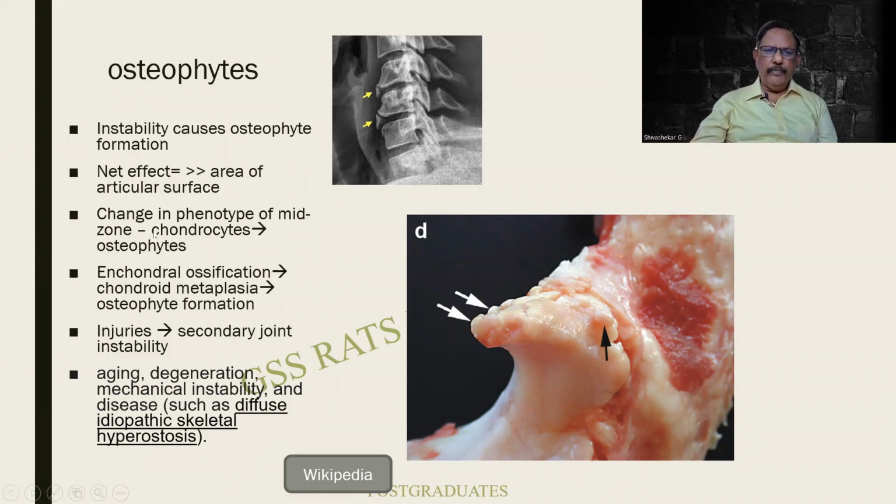The change in the phenotype of the midzone. Phenotype again is more of a genetic thing. The chondrocytes are changing into osteophytes. It is probably something like a metaplasia. You find that the columnar epithelium is being replaced by the squamous epithelium or vice versa. Injuries to the joint space can lead to joint instability. And also there are various other things such as aging, degeneration, mechanical instability, etc., which can lead to this. So look at this beautiful picture of an osteophyte, thanks to Wikipedia. Radiologically, it has been marked over here.